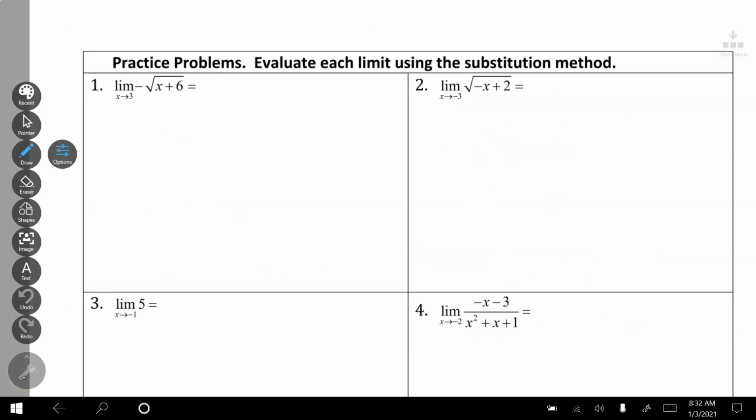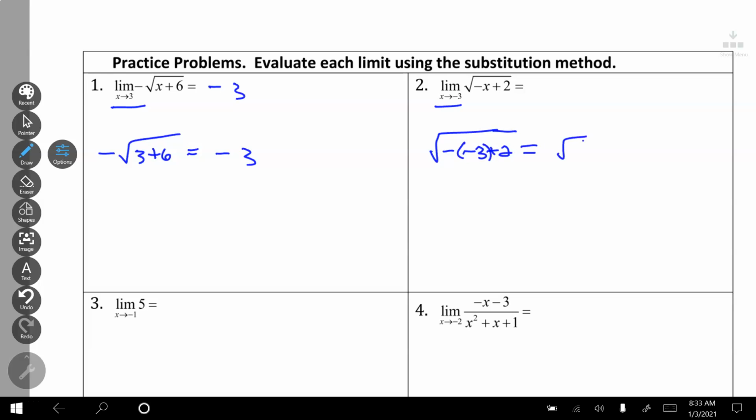Now we have a page of practice problems, and it's very easy. It says right here, just plug in the number. Don't forget there's a little negative sign. Negative 3 plus 6, square root of. I get a result of negative 3. Plug in negative 3, so I get the square root of negative 3 plus 2 equals square root of 5. Can't simplify that. Square root of 5. This is the square root of that.